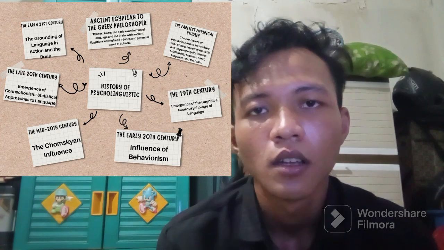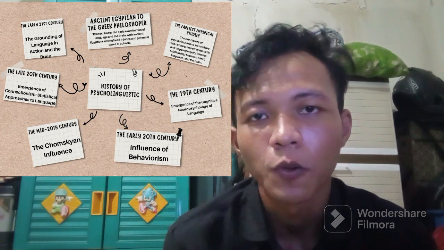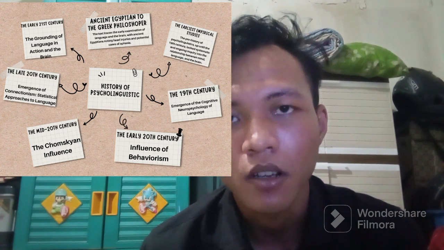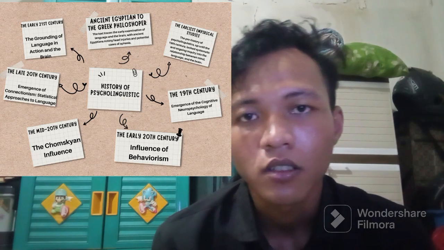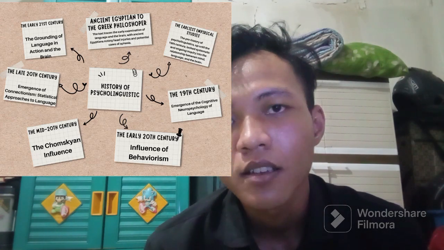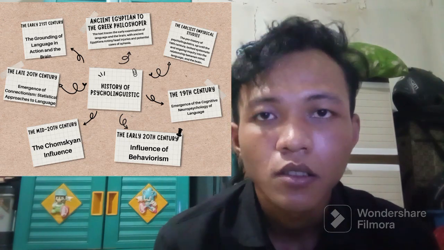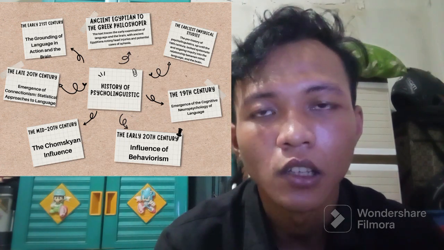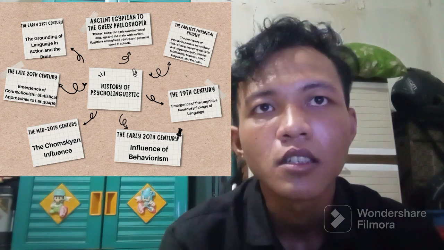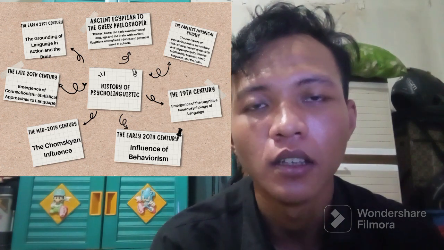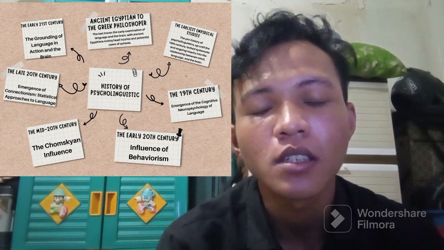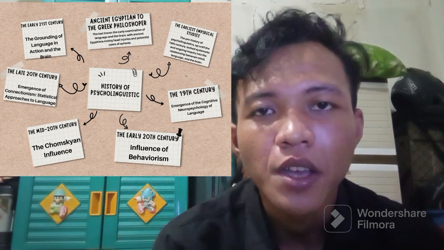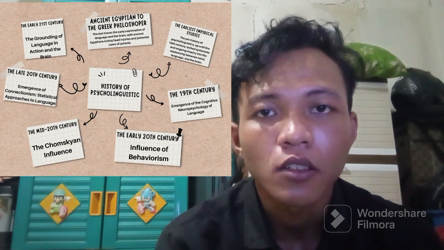Now we leap to the early 20th century, or we can call it the influence of behaviorism. By the late 19th century, language study transitioned from breakdown analysis to examining its normal use. Psychologists like Wilhelm Wundt and William James introduced the role of mental states in language. However, the early 20th century witnessed a conflict between behaviorism, which focused on behavior, and linguistic taxonomy.